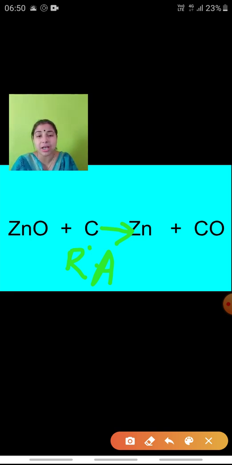You all can write it down. Reducing agent is that substance which is responsible for the reduction of another substance. As in this case, carbon is responsible for the reduction of zinc oxide because it is taking its oxygen. Now, carbon is getting oxidized to carbon monoxide. It is just possible because zinc oxide is giving its oxygen. So zinc oxide is responsible for the oxidation of carbon, so it will be called the oxidizing agent.